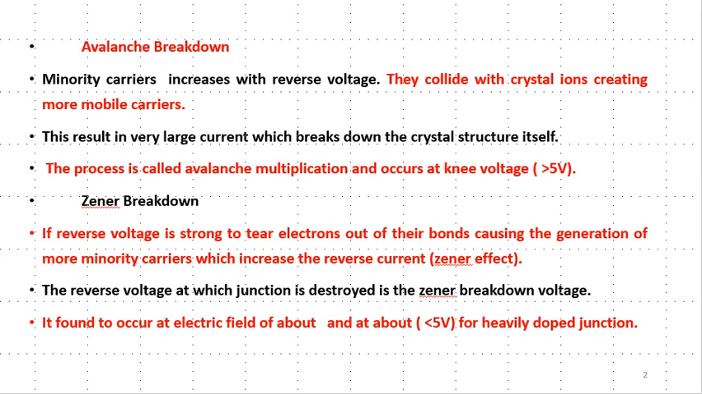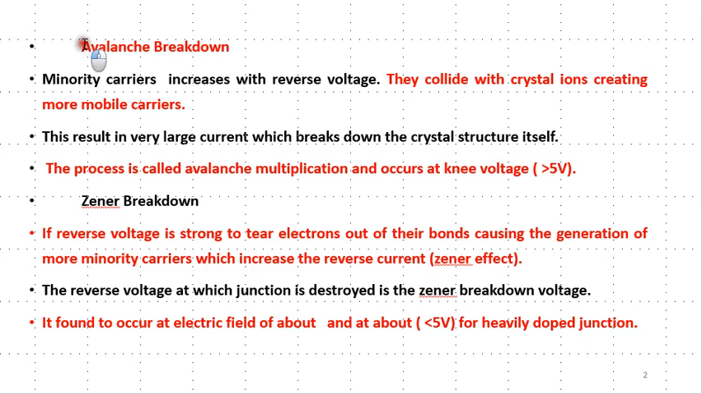Now, with respect to what we have seen, we said when the PN junction diode is reverse biased, it reaches a point we call the breakdown voltage, and that is when the current starts increasing continuously without any increase in the value of the voltage. So with respect to that fact, we have two breakdowns.